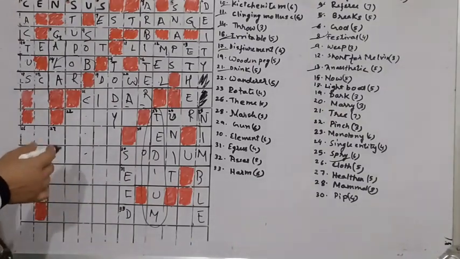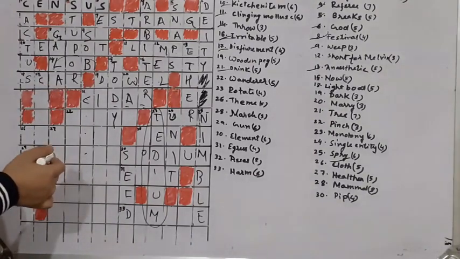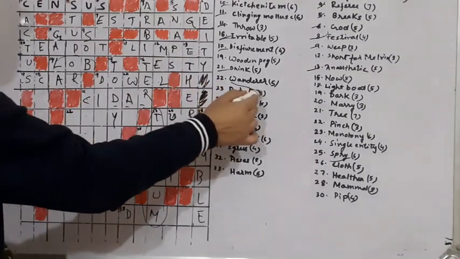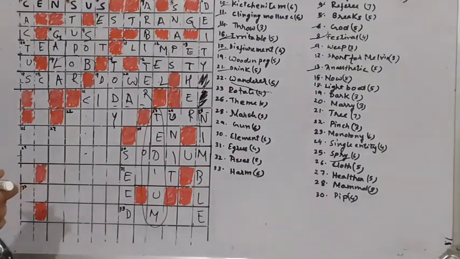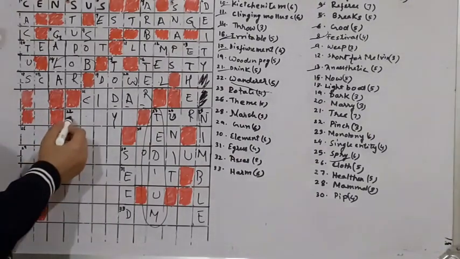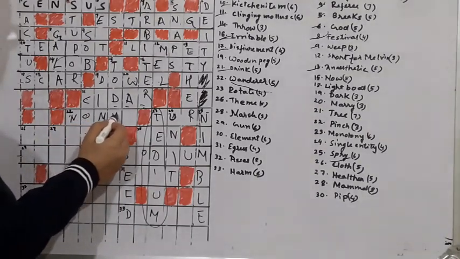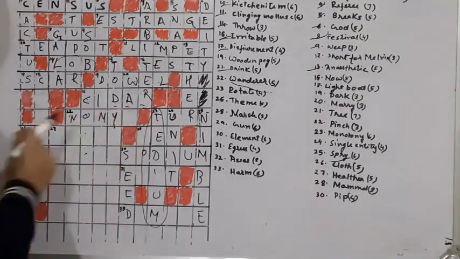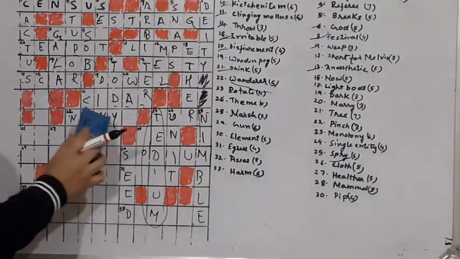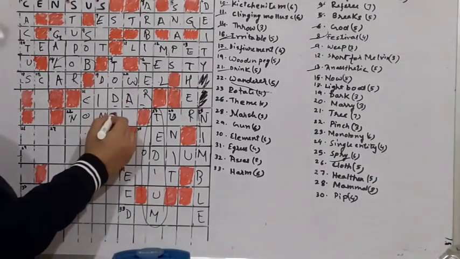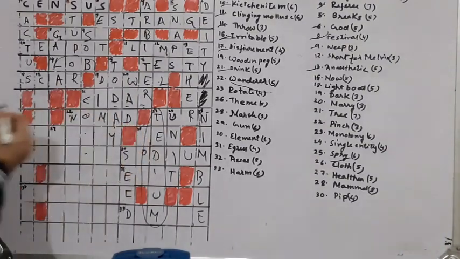If we find it is not well fitted here, then 22, if we solve something, we can get 22. Wanderer, okay. 22 across is wanderer. Yes, I got it. Here I have made a mistake. You can see nomad today, day, nomad, right? Correct. Okay.